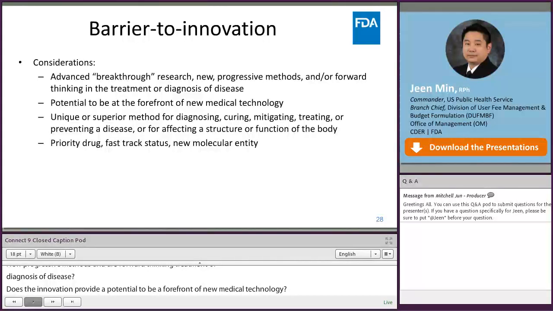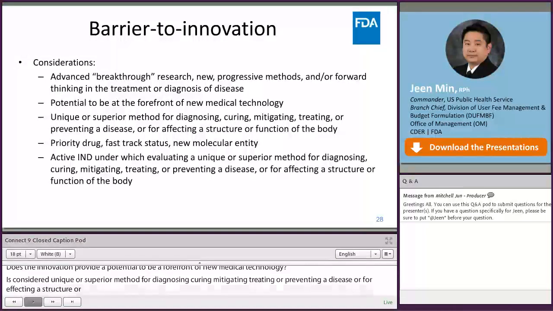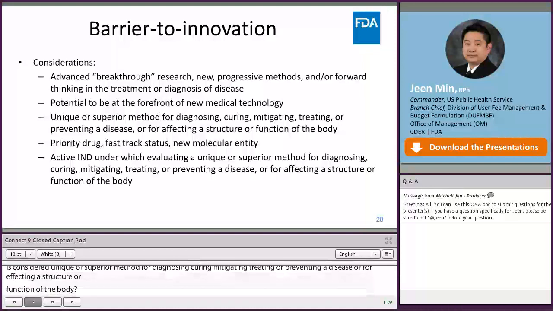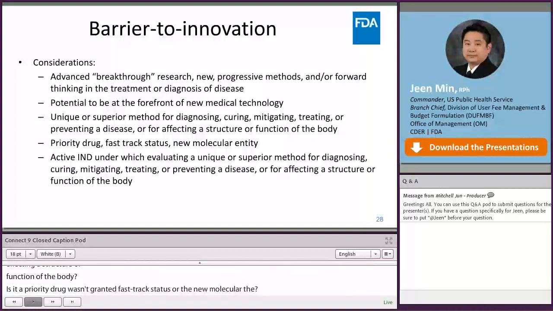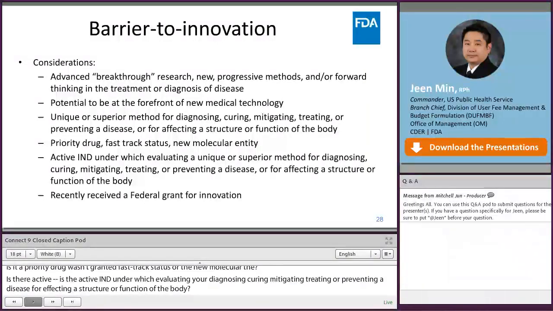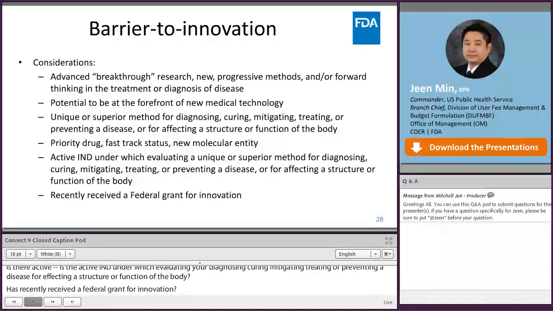Is it a priority drug? Was it granted fast track status, or is it a new molecular entity? Is the active IND under which it is being evaluated a unique or superior method for diagnosing, curing, mitigating, treating, or preventing a disease, or for affecting a structure or function of the body? Has it recently received a federal grant for innovation? Once again, as I've said for the public health waiver, these considerations are not all-encompassing. These are mainly to provide guidance, and there can always be other circumstances which we might take into consideration.